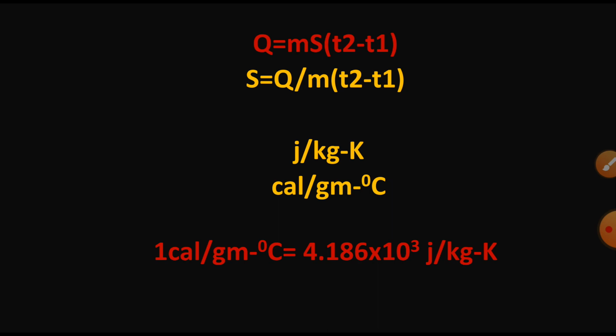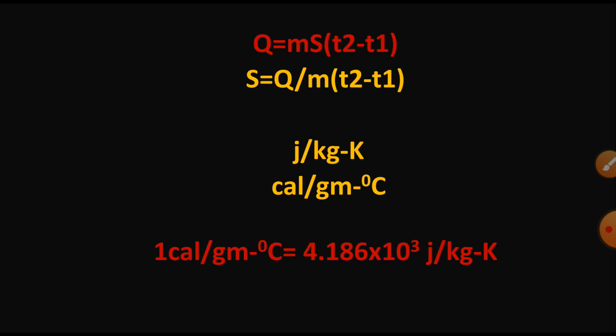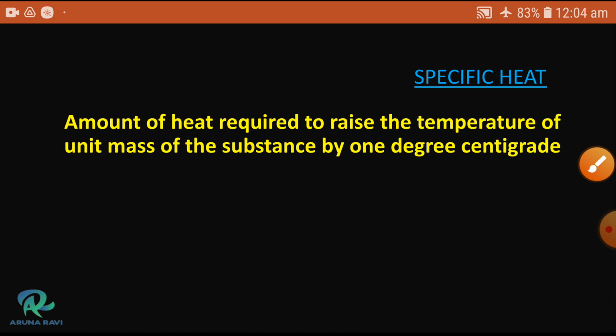Now let us define specific heat. It is the amount of heat required to raise the temperature of unit mass of the substance by 1 degree centigrade. You have to underline these words: unit mass of the substance, by 1 degree centigrade. This is the definition of specific heat.